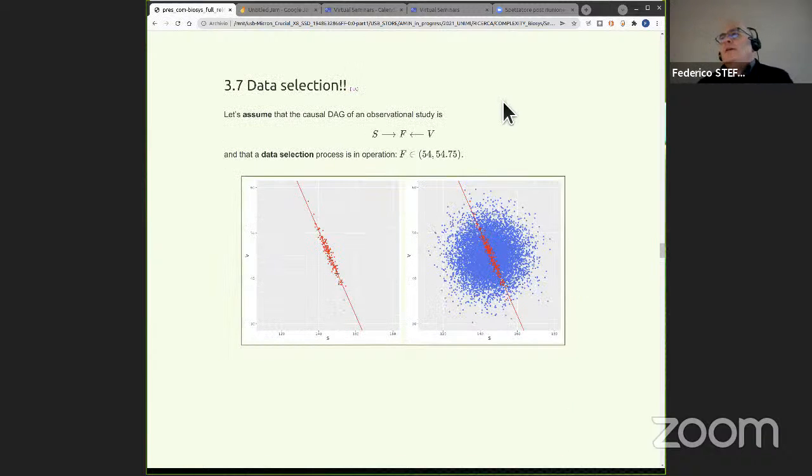Another important example is on the collider node F we talked about before. Assume for a moment, on the left, that we receive the first chunk of data from the whole experiment, and it is characterized by all units having F in the interval 54.75. And so the first judgment is that this is a straight line relationship. But after we wait for all the data arriving to our lab, on the right we see that S and V are marginally independent. And we already stated the same result before. So the straight line relationship is due to the data selection process restricting the sample space of F. Okay.